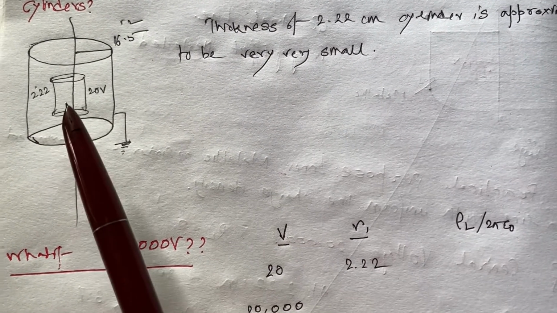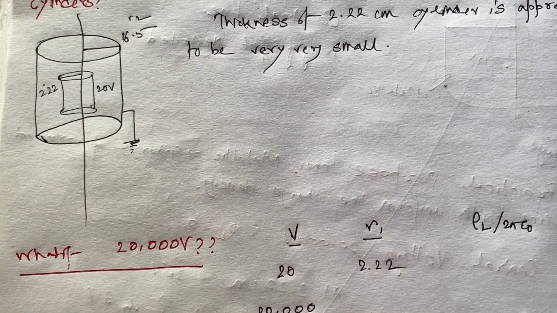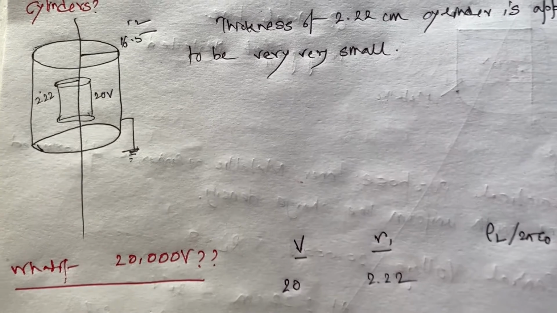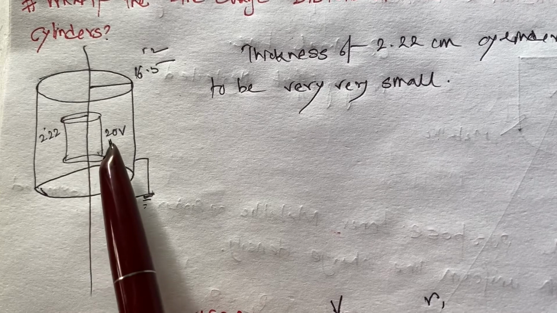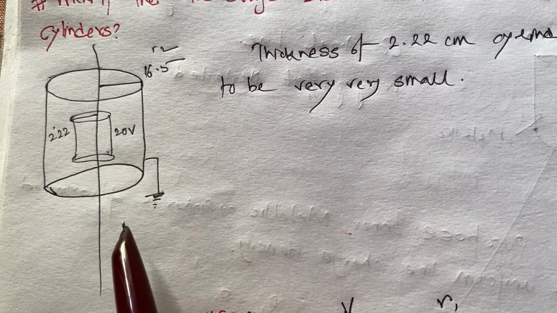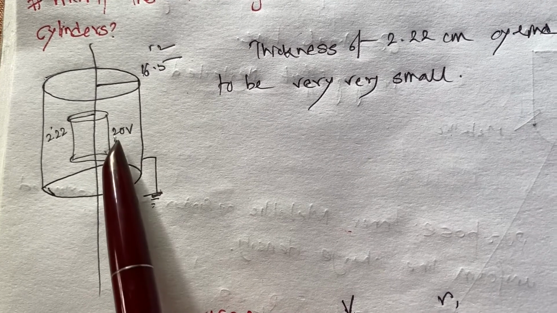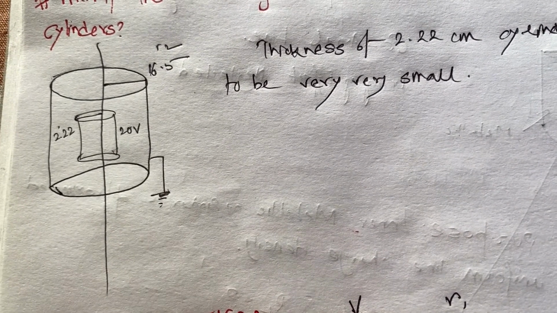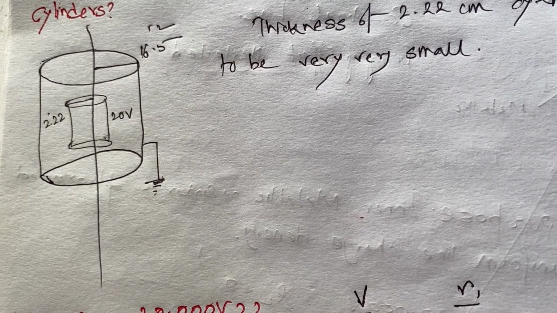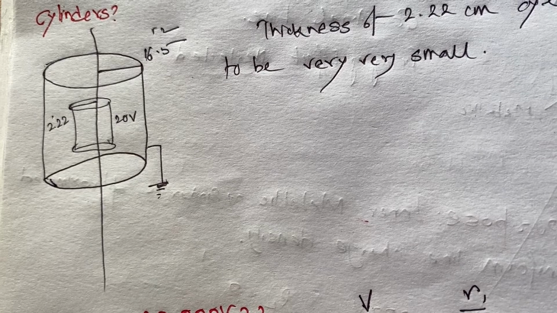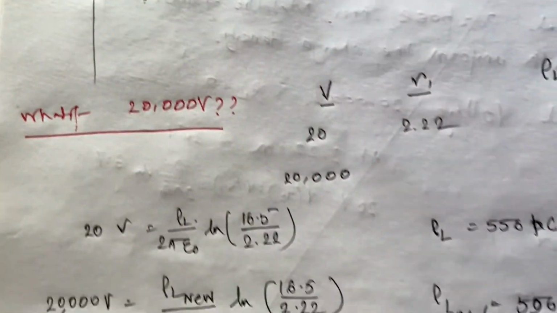Now suppose at the center the potential is 20,000 volt instead of 20 volt. Then what will be the line charge density? Now if I have a line charge density rho L and a potential difference of 20 volt, and if the potential difference is 20,000 volt, that means 1000 times higher than this 20 volt value, then the line charge density must be 1000 times bigger. Otherwise, it will not be able to produce such a huge potential difference.